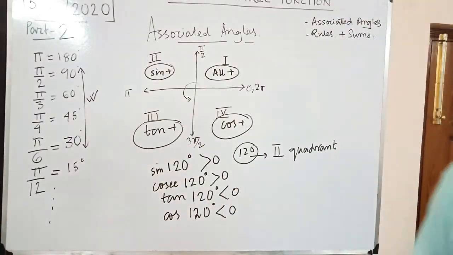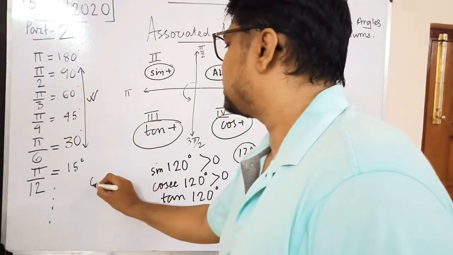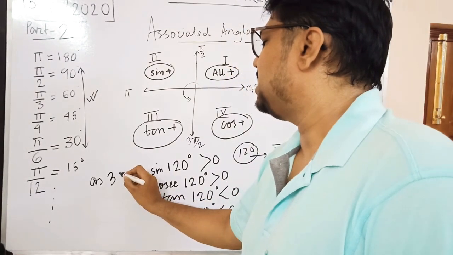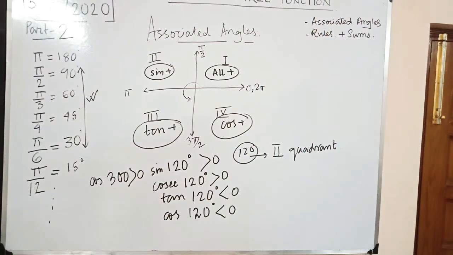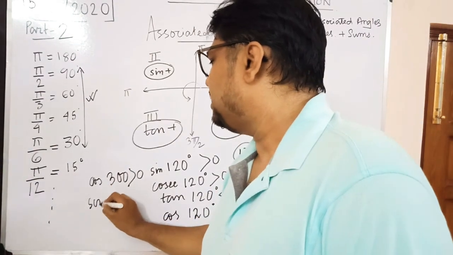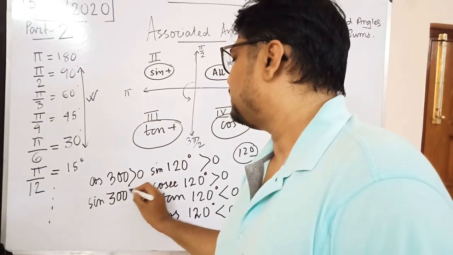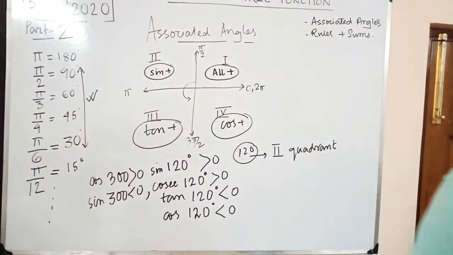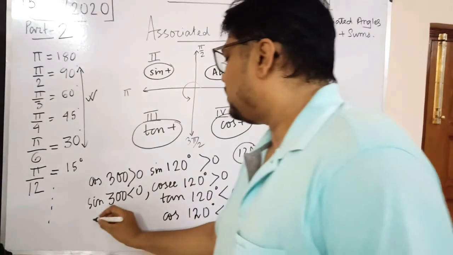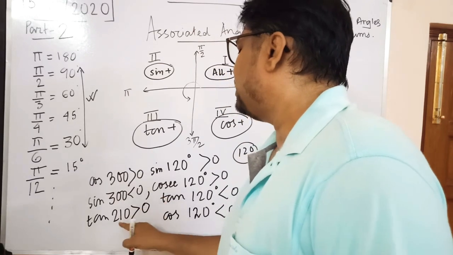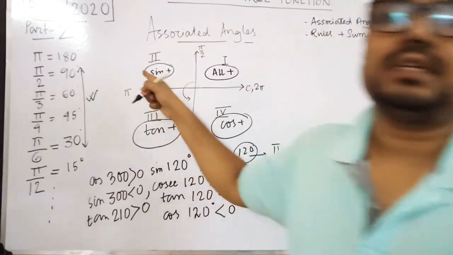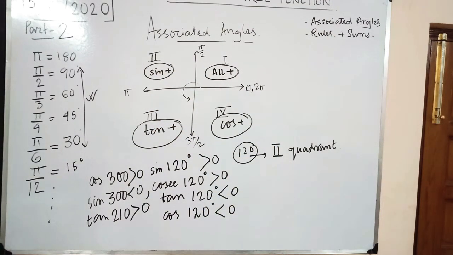So obviously I can give you other examples. If I write cos 300 degree, that will be positive, because cos 300 degree lies over here in the fourth quadrant. Automatically, sin 300 degree is not positive there, so it will be negative, lesser than 0. In the third quadrant you can have tan 210 degree, which is positive. Tan 210 degree means 180 plus 30, which comes to the third quadrant, so it becomes positive for tan.